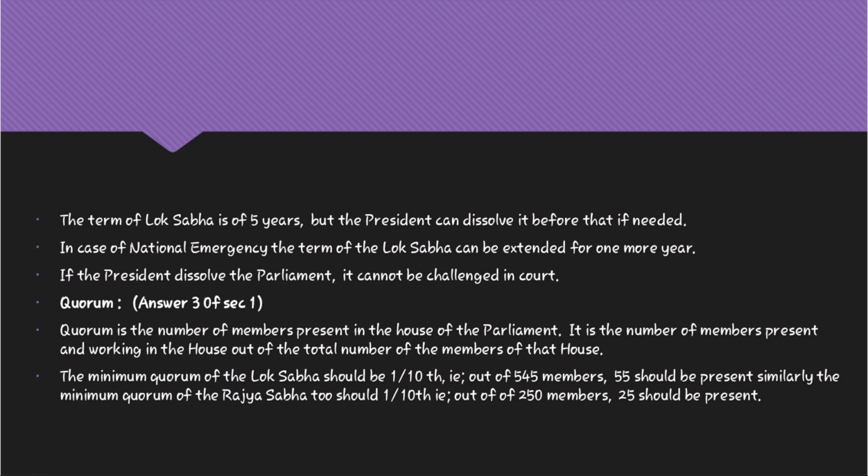What is the quorum for the Lok Sabha and Rajya Sabha? Your answer will be under the heading quorum, second line, last word. The minimum quorum of the Lok Sabha should be 1/10, that is, out of 545 members, 55 should be present. Similarly, minimum quorum of Rajya Sabha too should be 1/10, that is, out of 250 members, 25 should be present. Answer number 3, section 1.